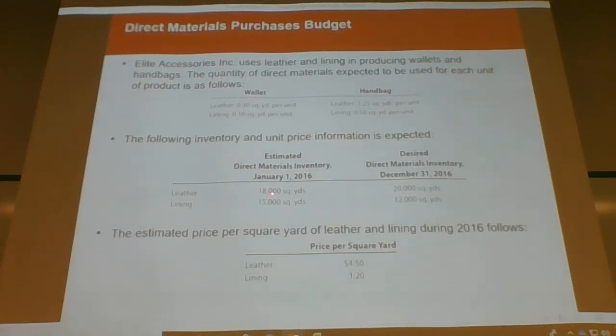And it looks like, for example, with leather, we want to grow our inventory a little bit at the end of the year, but with lining, we're willing to let that drop off a little bit from 15,000 to 12,000 units. And then finally, we have to know what our price is per square yard of this material. Looks like leather is $4.50 per square yard. Lining is $1.20 per square yard. Okay, so a lot of information here.